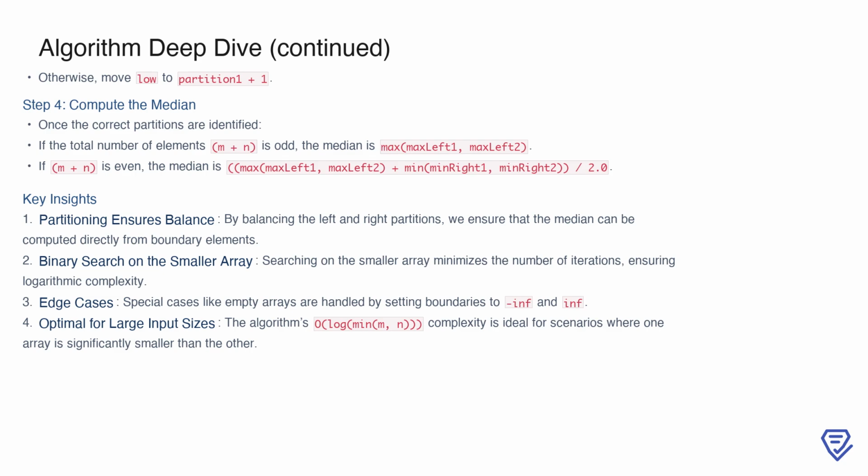Once the correct partitions are identified, calculating the median becomes straightforward. If the total number of elements is odd, the median is simply the maximum of maxLeft1 and maxLeft2.